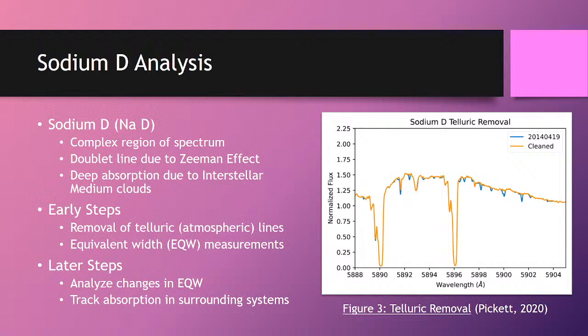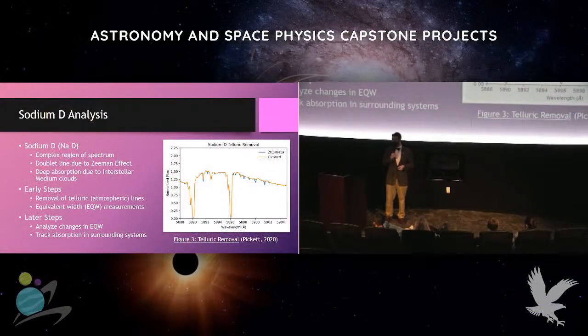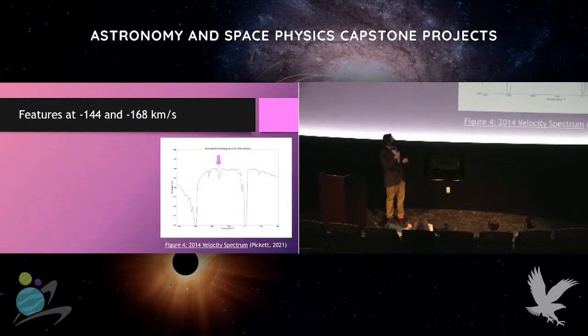So I had to go through each file, which was about 700 files, and clean each one and make sure that it was well enough and clean enough to analyze properly without getting any extra data that I didn't want. And then after that was done, in my later steps, I went through and analyzed the equivalent widths, or the strength, of each absorption line that I aimed to analyze from the beginning.